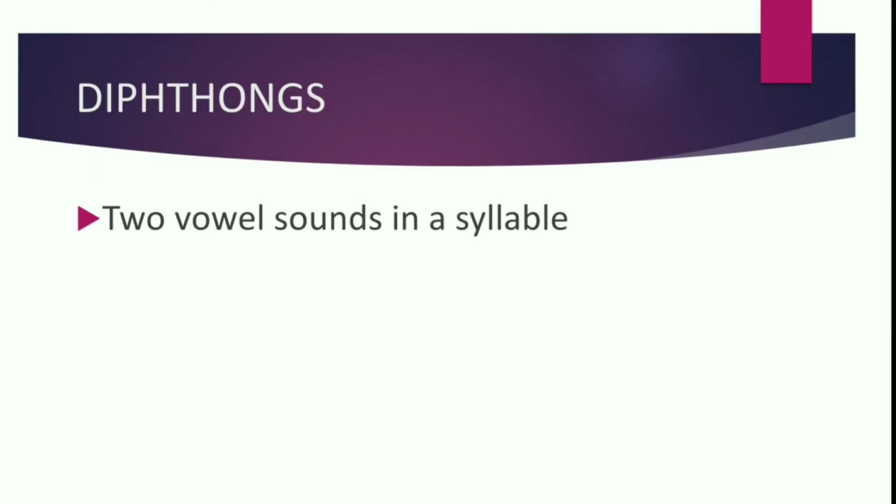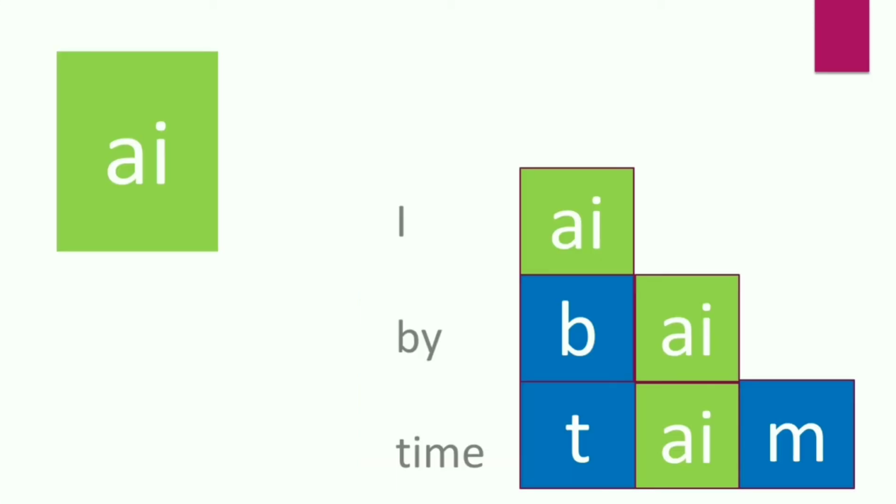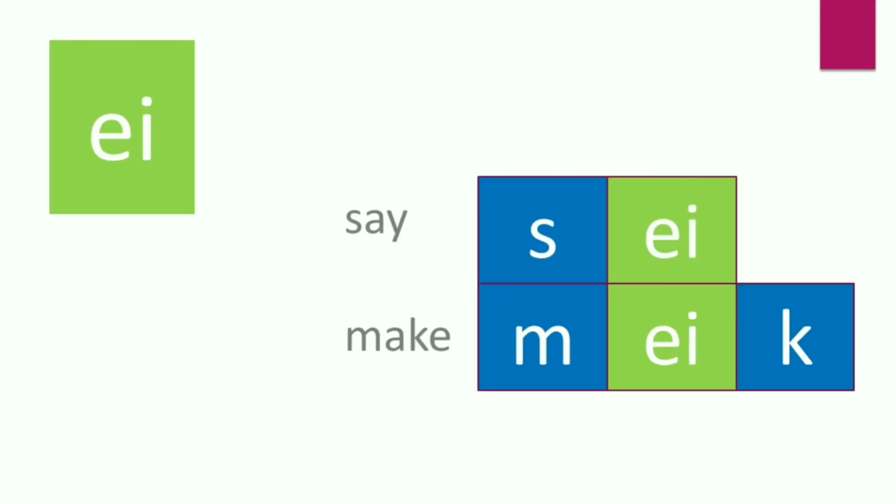Now, we will proceed to the diphthongs. Accordingly, diphthongs have two vowel sounds in a syllable. These are now the examples, and I will pronounce its individual sounds. I will pick two diphthongs and I will give examples that possess the same sound. Okay, since this diphthong is pronounced as I, the examples are I, by, and time. This diphthong is pronounced as A, so the examples are say and make.